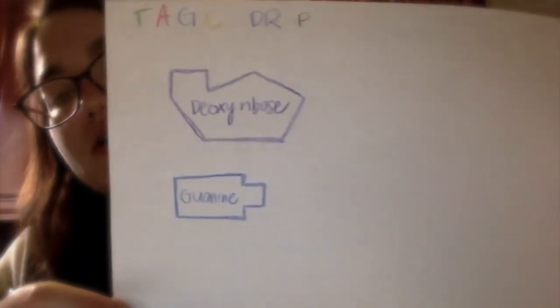The next thing I'm going to draw is my guanine. Now my guanine is going to be blue. So I've got my blue colored pencil, and I'm going to copy down my guanine shape that looks like this. So there's my guanine. The next thing I'm going to draw is my adenine. Now my adenine is going to be red, so I'm going to draw that.